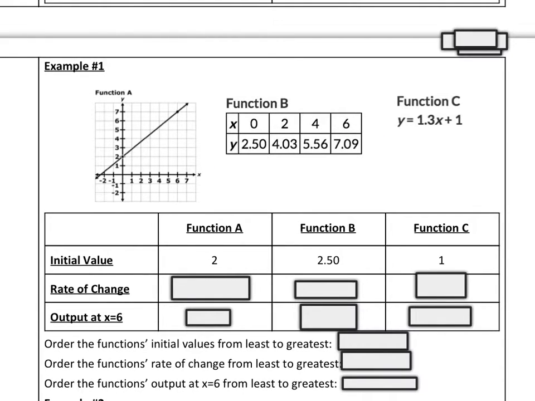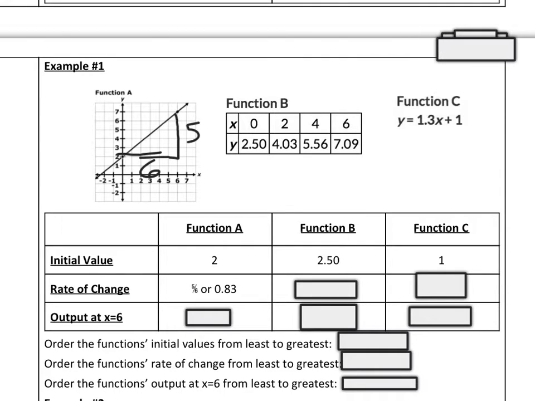Okay, looking at the graph, we're going to pick 2 points. It looks like they have points right there for us, and count down 1, 2, 3, 4, 5, and over 1, 2, 3, 4, 5, 6. So our rise over run is going to be 5 over 6, and if we calculate that, it's going to be about 0.83.